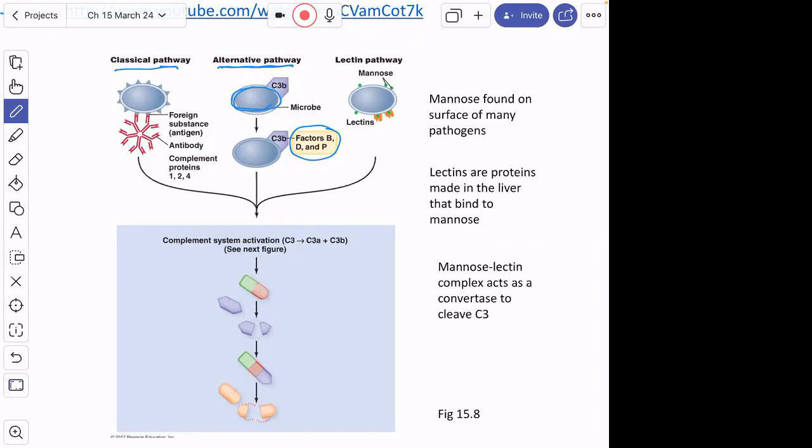And that lectin pathway, I just kind of cleared that up here on this slide. Okay, mannose, that's the sugar that's found on pathogens that we don't ever have on the surface of our cells. And then lectins are made in our liver that bind to the mannose. All right, so when we have lectin bound to mannose, that can split C3 and start the complement cascade and get the C3a, C3b, and the C5a and the C5b and the membrane attack complexes.